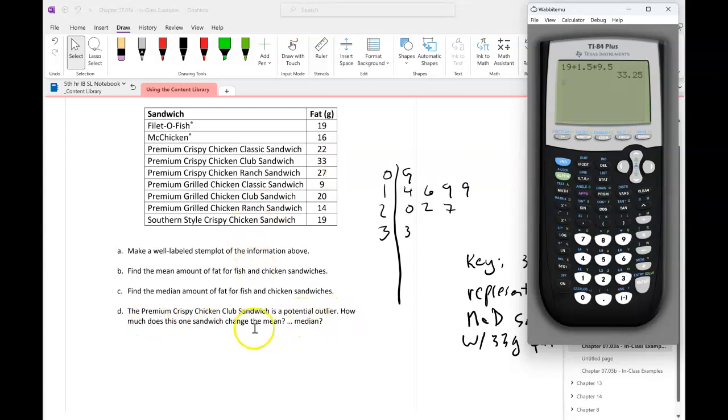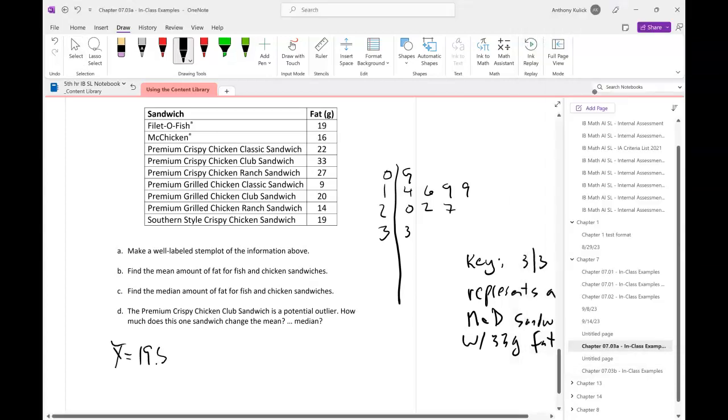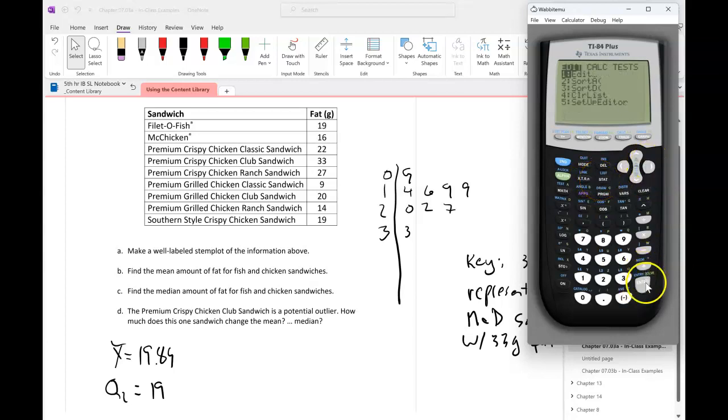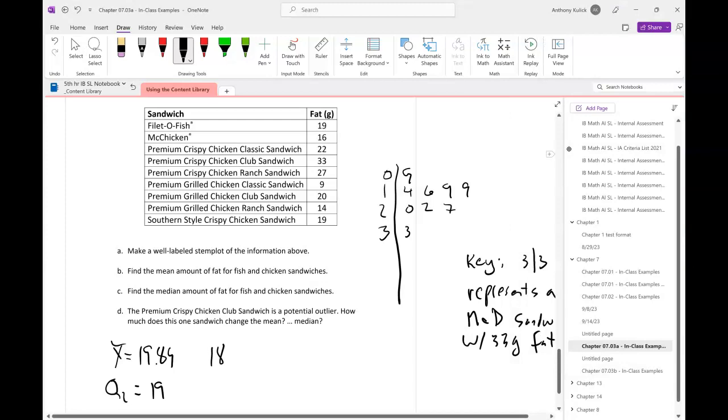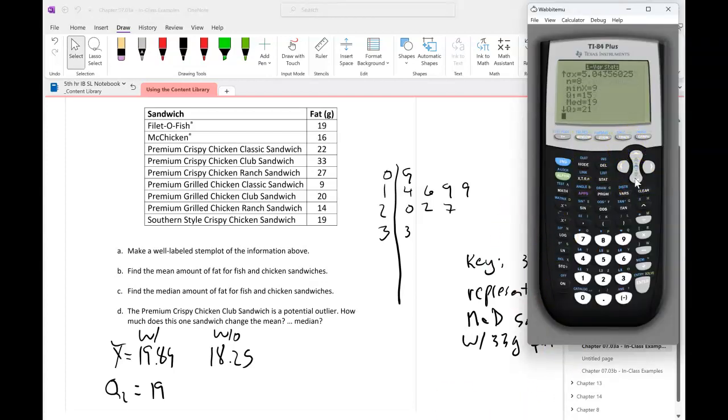Everybody's okay? How much does this removal of this sandwich change the mean and the median? Let's, before we go, I better write those down. 1989. And 19 was the median. I remember that. So what's the easiest thing to do? I'm just going to go back to this data set and pull out that one value by pressing delete. And then just rerun that statistic. So 1825. And my median is still 19.